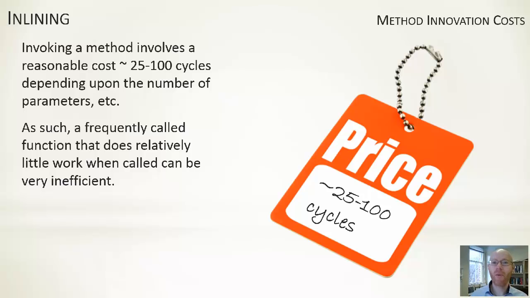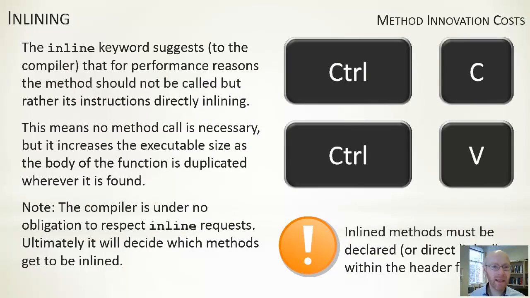So we want to have a way, for small pieces of work that we frequently do, of being able to execute those without incurring a lot of overhead. And that's where inlining comes in. Now, there is an inline keyword in a number of languages, including C++, and quite often compilers will try to do this anyway, behind the scenes, in terms of working out where they want to inline material. The inline keyword suggests, and I say suggest because it's a suggestion to the compiler, it's up to the compiler what it does, that for performance reasons, the method should not be called, but rather its instructions directly inlined.